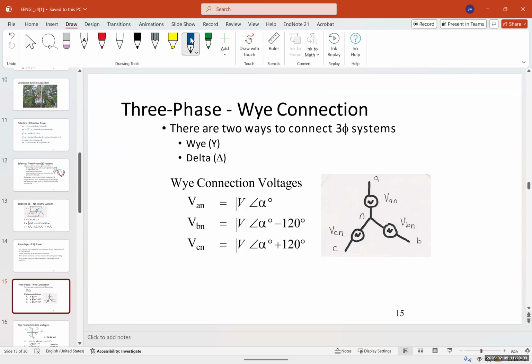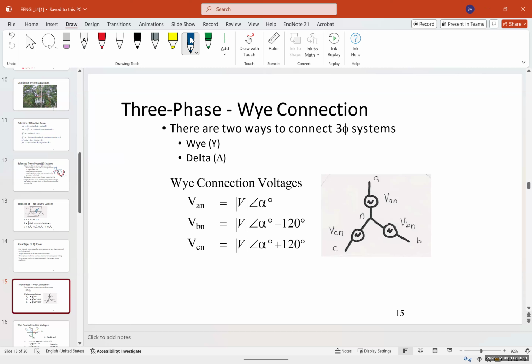Now, there are two ways to connect three-phase systems. We have the Y connection and the delta connection. Y connection voltage is VAN. By the way, AN means between a phase and neutral, or we call it V phase. And VAB, between two phases, is V line.